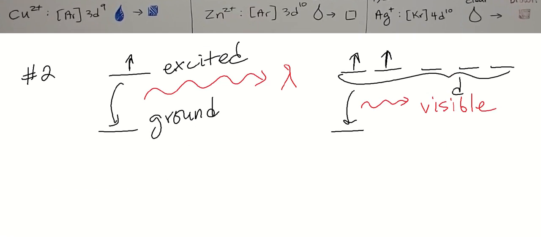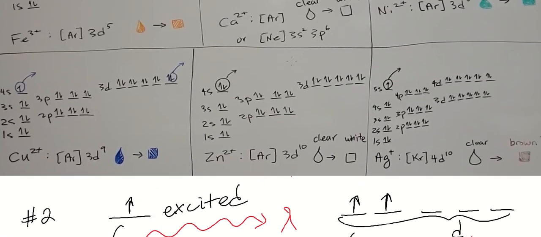Let me see what question number 3 is asking. Question number 3 is asking, what is the anomaly? What's the weirdo? And I already told you in class that it was going to be silver. We confirmed that. Silver is the only one where it has full d orbitals full of electrons. So it is expected to be clear.